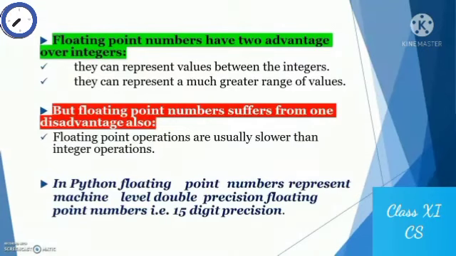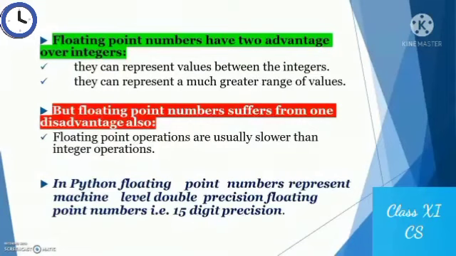Floating point numbers have two advantages over integers. They can represent the values between the integers. They can represent a much greater range of values. If we want to represent a value between two integers, it is possible through the use of floating point numbers, right? But floating point numbers suffer from one disadvantage also. Floating point operations are usually slower than integer operations.